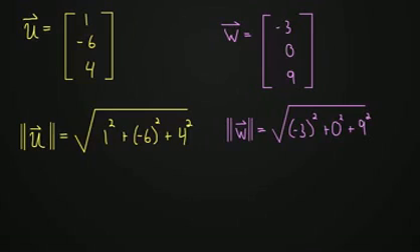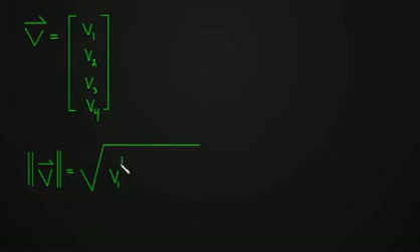If you're wondering what happens if you have more than 3 components, let me show you that quickly. And I might make a separate video about this, but let's say we had something like v is equal to v1, v2, v3, and v4. So now we have 4 components. The length of v, you might be able to guess what it's going to be. It's the square root of v1 squared plus v2 squared plus v3 squared plus v4 squared.